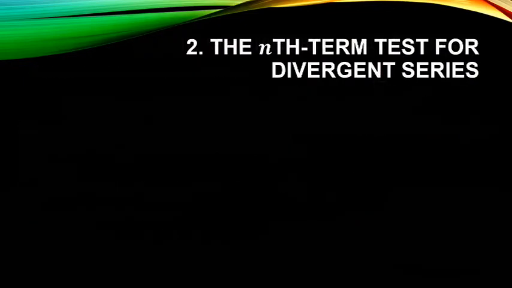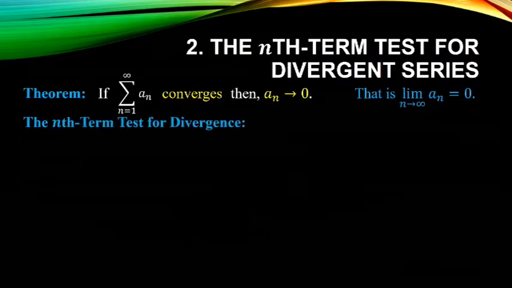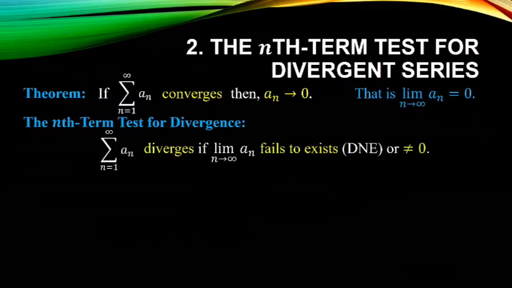Now the second test is the nth term test for divergent series. As a theorem, if the summation of a sub n, where n is from 1 to infinity, converges, then a sub n approaches 0. That is, the limit of a sub n as n approaches infinity is equal to 0. So the limit of our nth term would be 0 if it converges. The nth term test for divergence states that the summation of a sub n diverges if the limit of a sub n as n approaches infinity fails to exist, or the limit is not equal to 0.